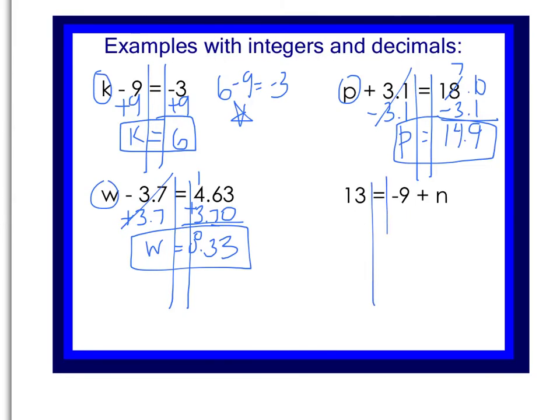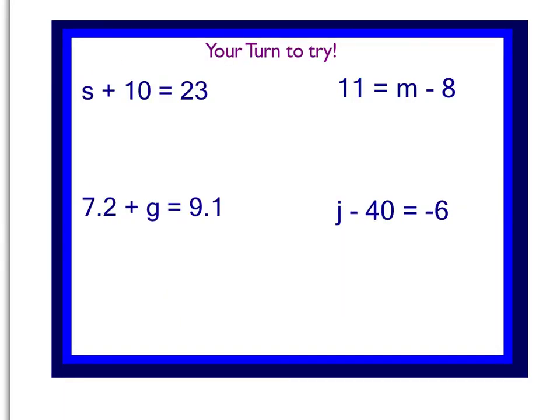And the last one, N is being added to negative 9, so I'm going to subtract negative 9. What's another way of saying minus negative 9? Would just be plus 9. So I'm going to add 9 to this, and that's 22. N is equal to 22, or 22 is equal to N. Try these problems. Pause the video.